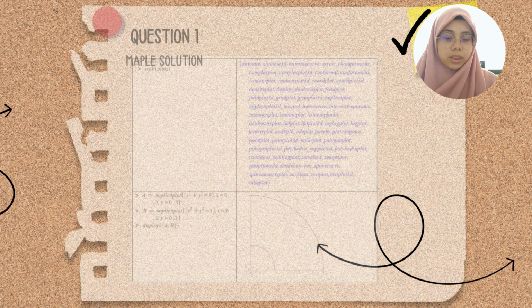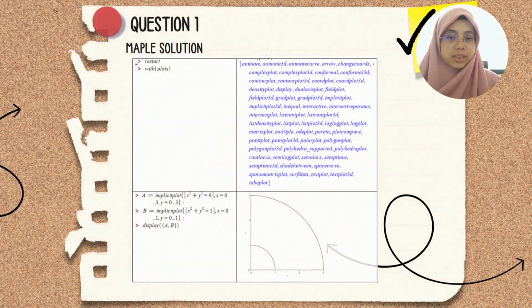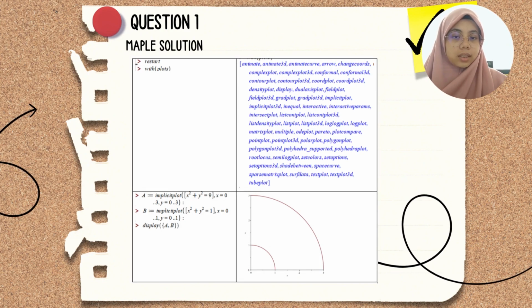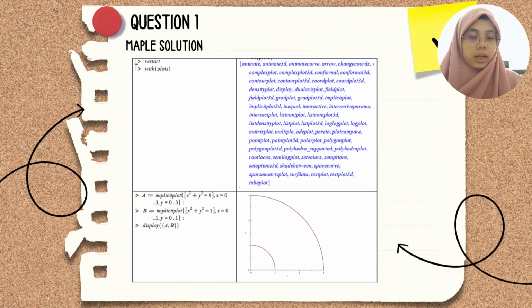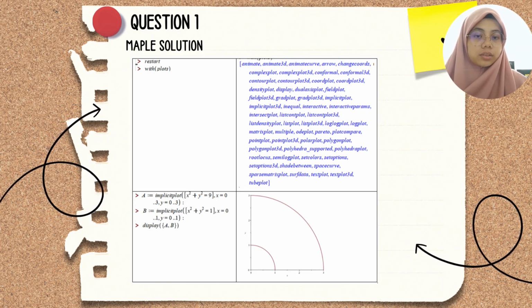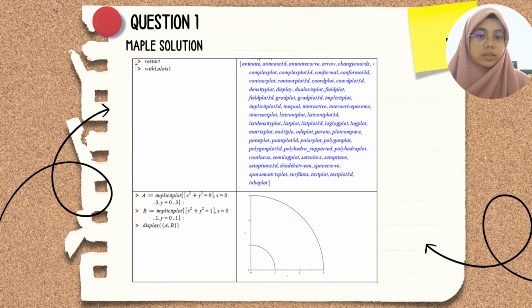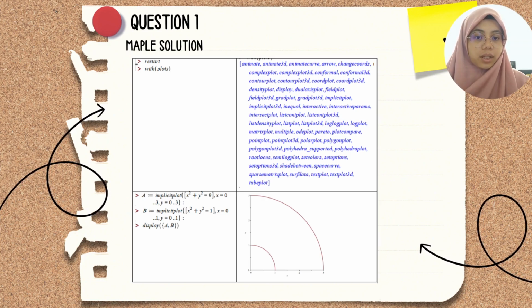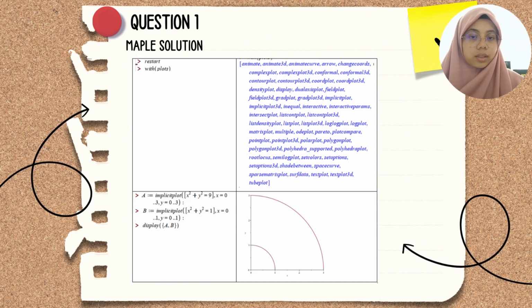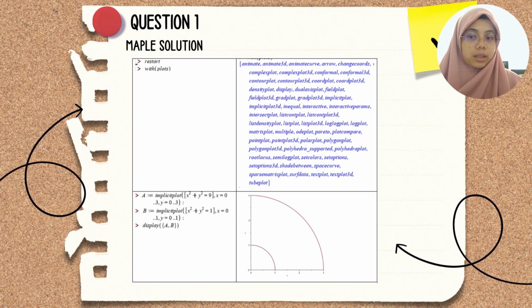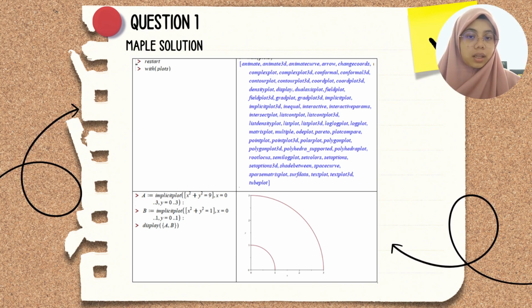To visualize question 1 in the form of a graph, firstly type in restart, with plots. Next, type in a equals implicitplot x squared plus y squared equals 9, x equals 0 till 3, y equals 0 till 3. Then we let b equal implicitplot x squared plus y squared equals 1, x equals 0 till 1, y equals 0 till 1. And then we type in display a, b to obtain this graph.